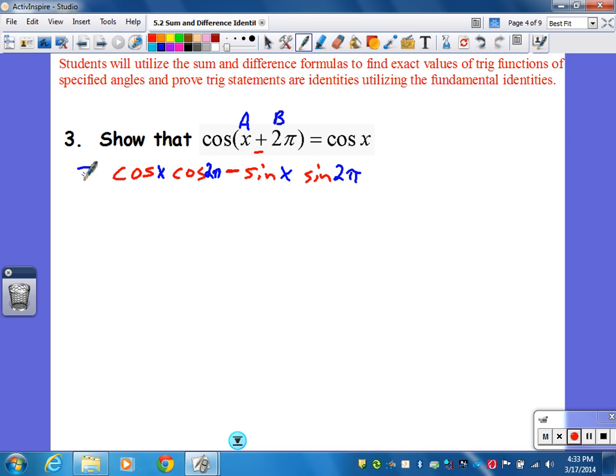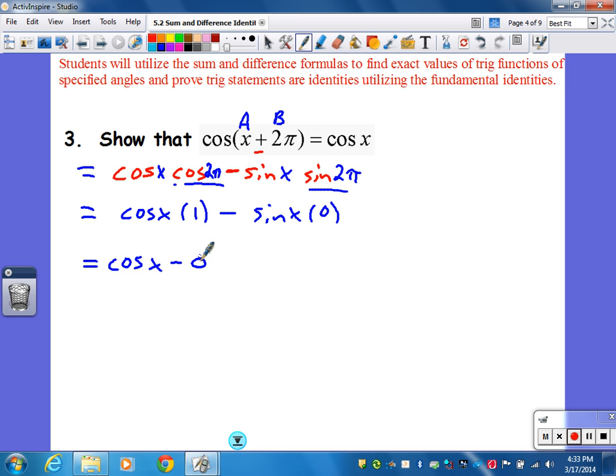Okay, now think about the unit circle once again. Cosine of 2 pi, well, that's just 1. So we have cosine of x times 1. And now sine of x. Sine 2 pi is just 0. So that's going to be 0. Well, we know that cosine of x times 1 is just cosine of x, and then sine of x times 0 is 0. So I'm just writing minus 0, which is equal to cosine.